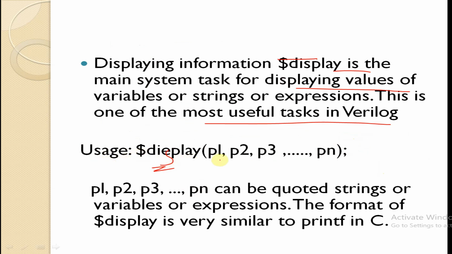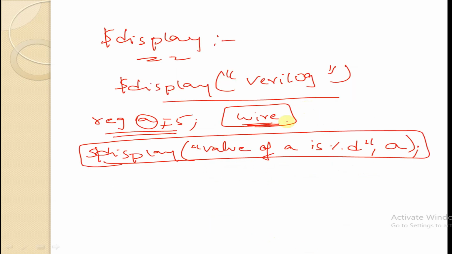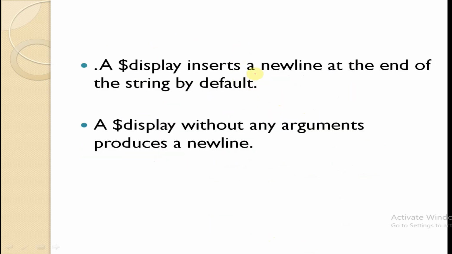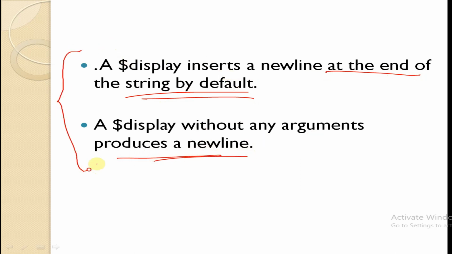Here they have taken $display p1, p2, p3, and so on up to pn, where p1, p2, p3 through pn can be quoted strings, variables, or expressions. Here p1 can be any string or variable, or it can be some value. This is similar to the printf statement in C. A $display inserts a new line at the end of the string by default, and $display without any arguments produces a new line. These are some points to remember.